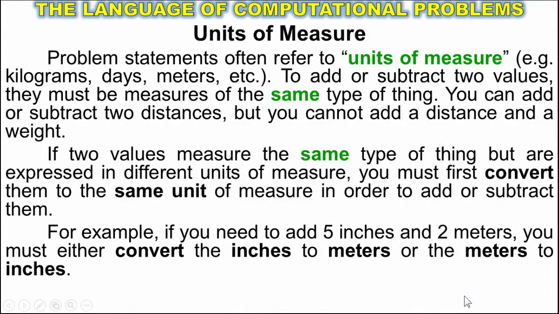Problem statements often refer to units of measure. Examples: kilograms, days, meters, and so on. To add or subtract two values, they must be measures of the same type of thing. You can add or subtract two distances, but you cannot add a distance and a weight. If two values measure the same type of thing, but are expressed in different units of measure, you must first convert them to the same unit of measure in order to add or subtract them.